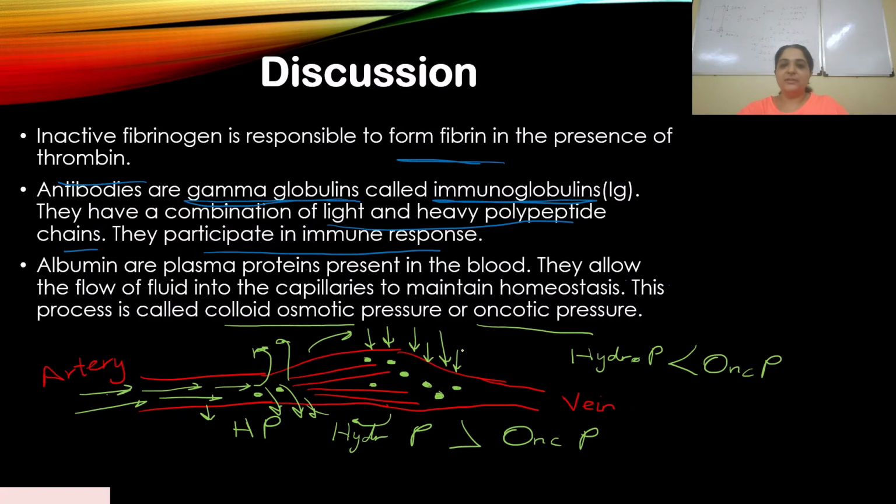This is how albumin participates in the osmotic pressure, the colloid osmotic pressure. Colloids are substances that cannot pass through the capillary, so they are called colloids. They cannot diffuse through this capillary region. Another term given is oncotic pressure. So this fluid is being pulled in from low solute concentration towards high solute concentration.